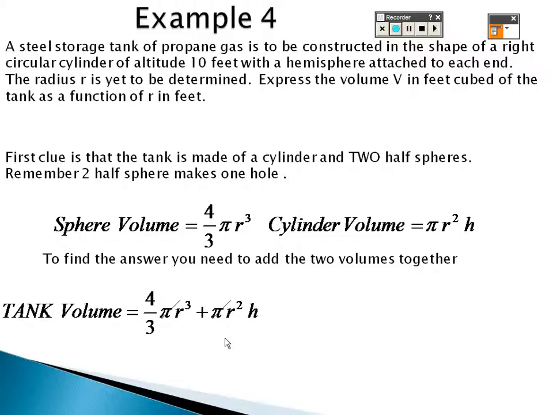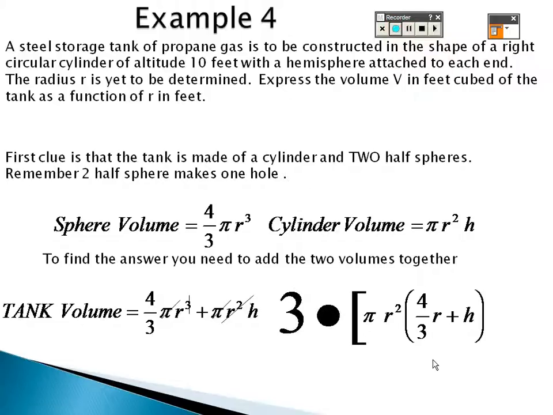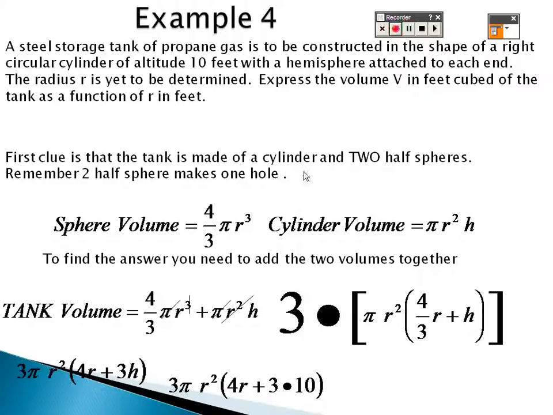They both have pi in them, so I'll take that out. And they both have two r's, so I take out a pi and an r squared. And I have a 4/3 r plus h left over. The reason why we are multiplying it by 3 to get rid of it is so that we no longer have the fraction. Okay, don't want the fraction anymore. So we get 3 pi r squared times 4r plus 3h, so that we can express this in terms.